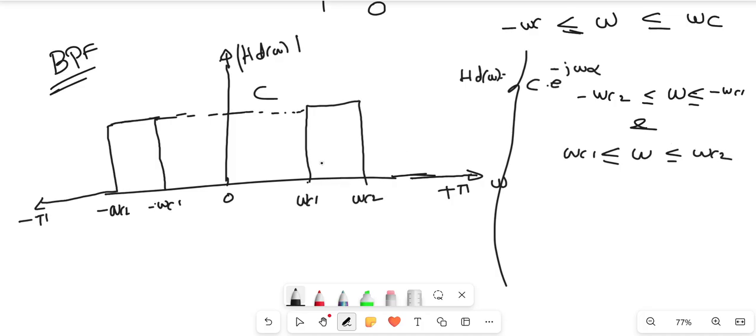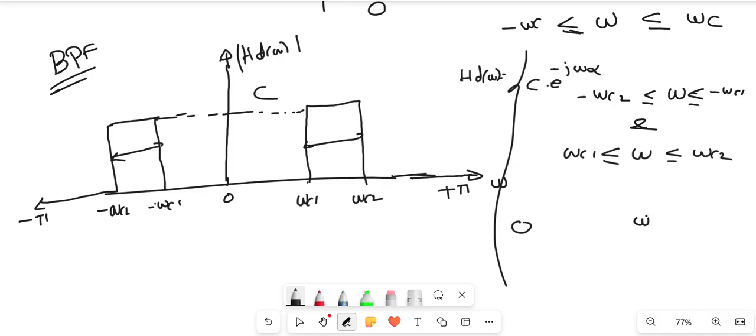This is the band pass filter. This is a band pass, so this is a band limited signal. It passes only this frequency range and rejects other frequencies, that is 0. So rejection 0 for which range? Minus pi to minus omega c2 and plus omega c2 to plus pi, and also minus omega c1 to plus omega c1 will be rejected. So that you have to specify.